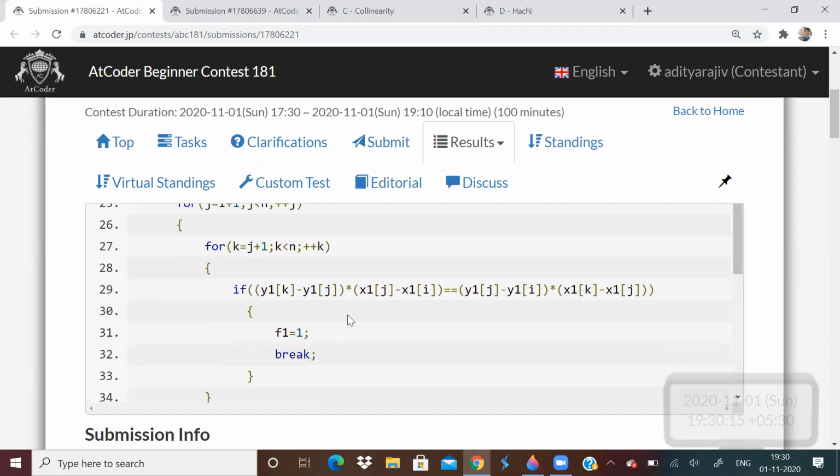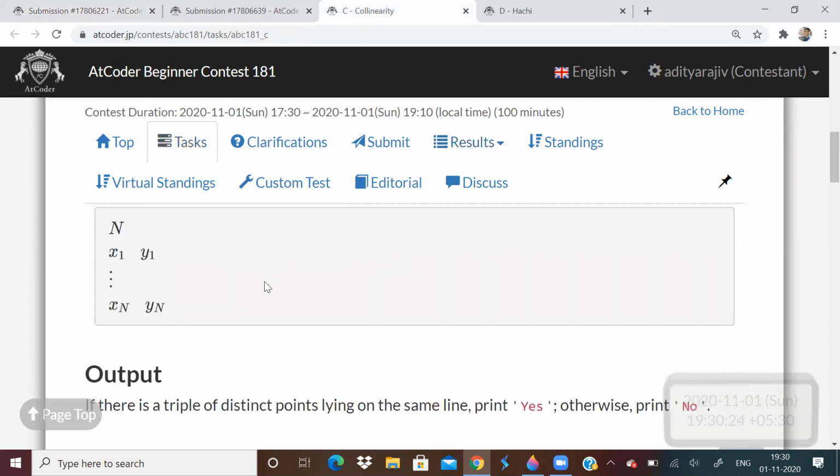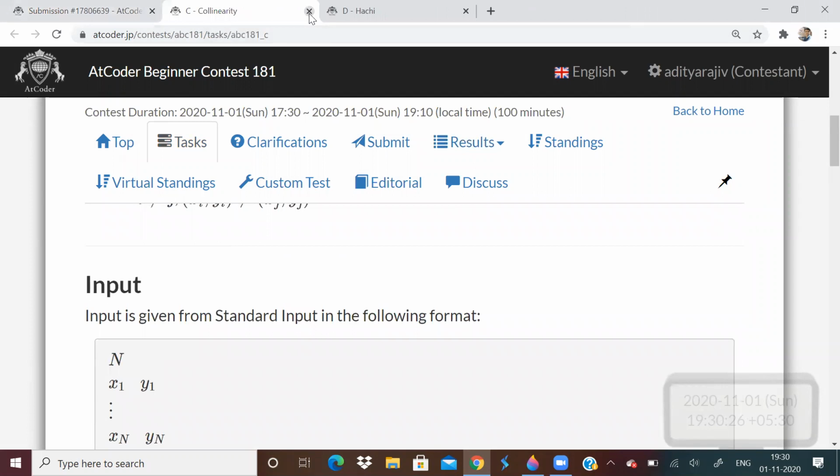Last question was also basic maths. So if you have done your 10th standard maths clearly well, it is very simple. Nothing much to talk about in this problem also. Brute force only. So that is done.